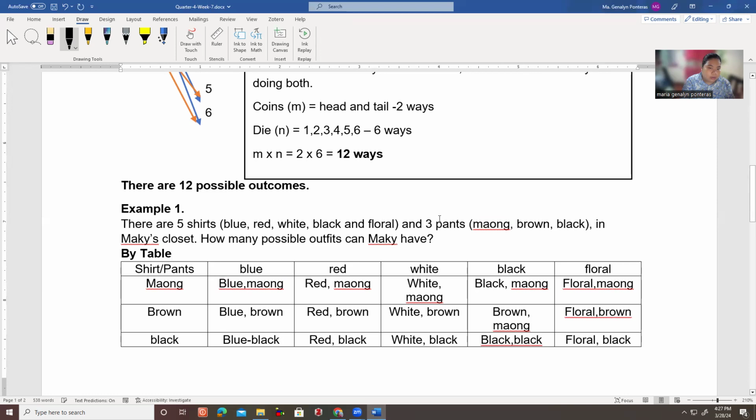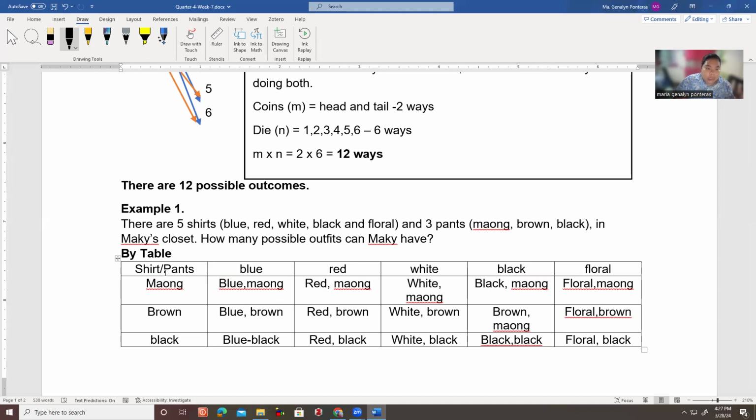So, let's first list what is inside Maki's closet. He has shirts and pants. Maki has 5 shirts, which are blue, red, white, black, and floral. By table, we list down the shirts of Maki, which are placed in the columns. The pants, maong, brown, and black, are placed in the rows of our table.